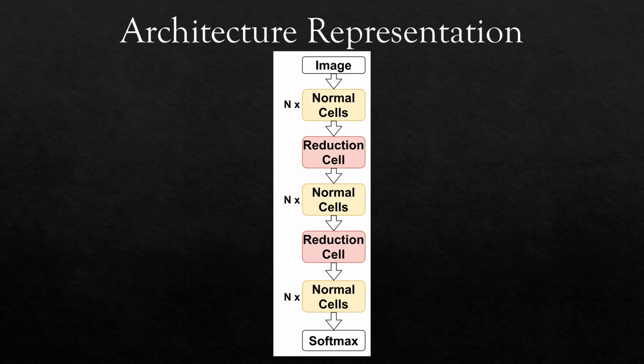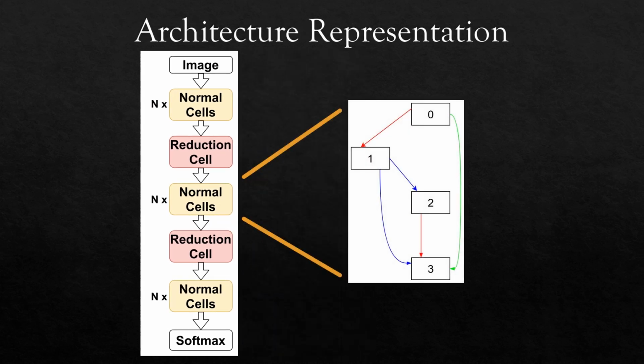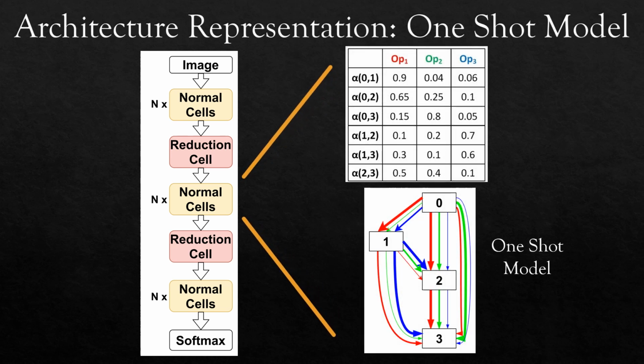Now, for the architecture representation, we want to search for the cells, and the cell is made up of nodes. For example, let's say there are four nodes in a cell, as shown here, which are connected to each other with different operations available in the search space. In our method, we used one-shot model to represent the architectures. One-shot model is the supergraph which treats all the architectures as a subgraph.